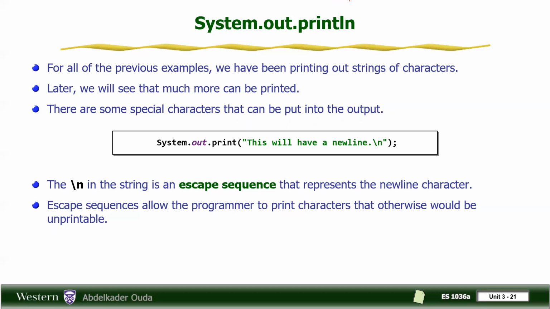The \n in the string is an escape sequence that represents the new line character. Escape sequences allow the program to print characters that would otherwise be unprintable. So the \n will not be printed. However, it will move the cursor to a new line. So System.out.print will become the same in the final result as System.out.println. Clear? Questions for the \n?